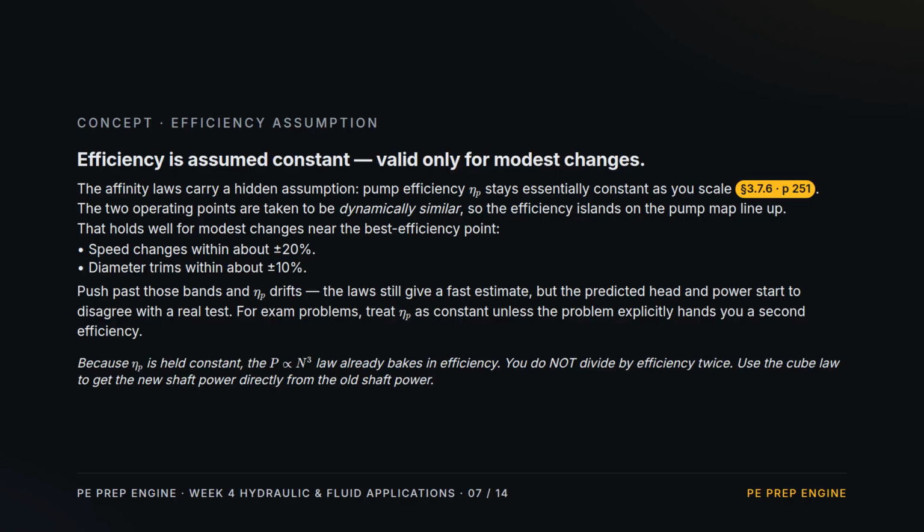Every affinity law problem rests on one hidden assumption. Efficiency stays essentially constant as you scale, the 2 points being dynamically similar. That holds for modest changes near the best efficiency point. Speed within about 20%, trims within 10. Push past those and efficiency drifts. For the exam, treat it as constant unless the problem gives a second value. And one subtlety, because efficiency is held constant, the power cubed law already includes it. Don't divide by efficiency twice.